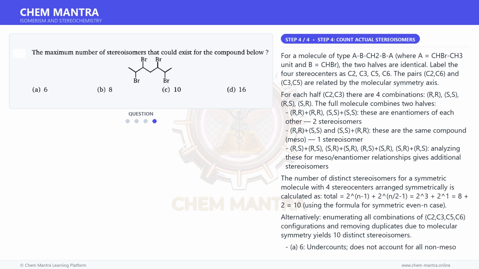The full molecule combines two halves. R,R plus R,R, and S,S plus S,S. These are enantiomers of each other, two stereoisomers. R,R plus S,S and S,S plus R,R. These are the same compound, meso, one stereoisomer. R,S plus R,S, S,R plus S,R, R,S plus S,R, S,R plus R,S. Analyzing these meso and enantiomer relationships gives additional stereoisomers.